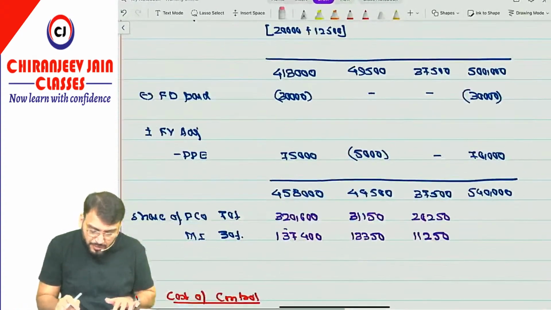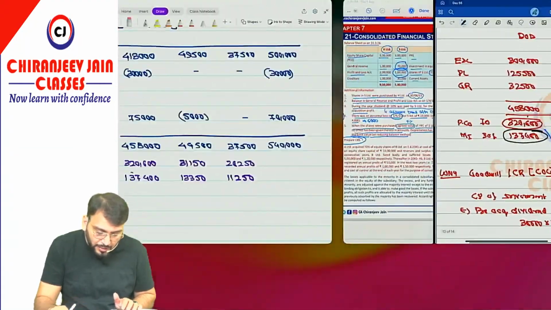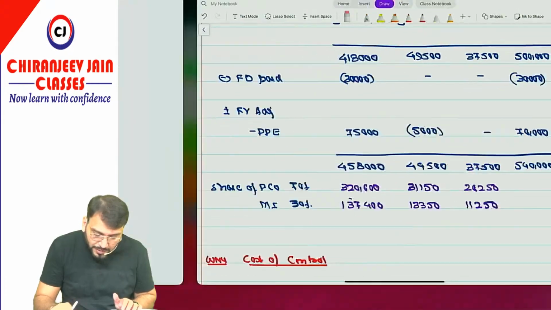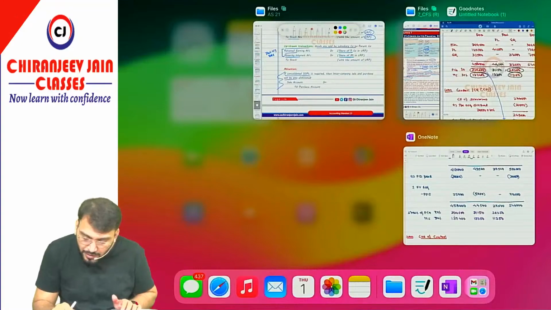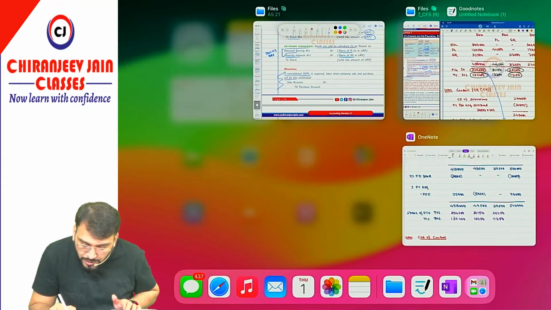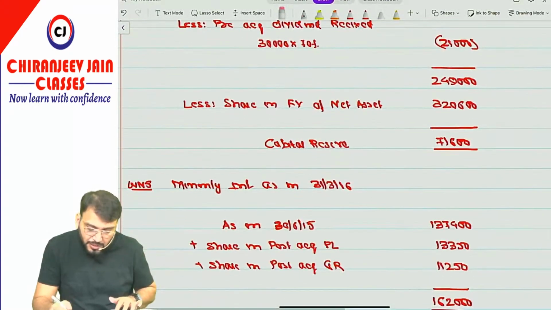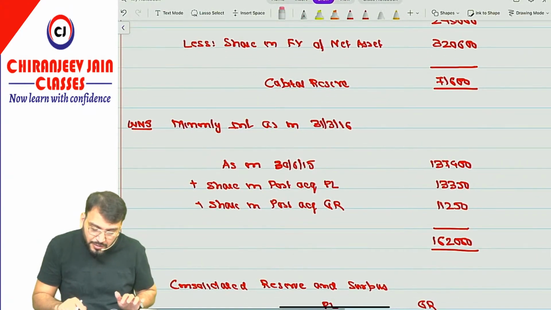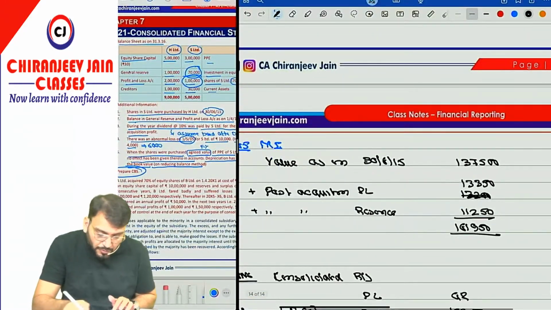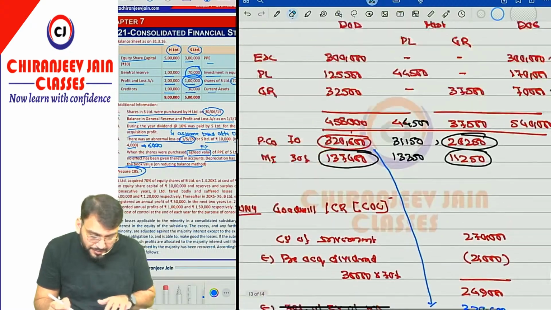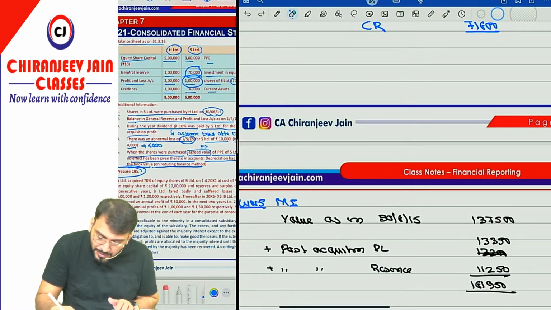Just cross check whether we have done some mistake. Let's check once. 3,20,600. Okay. 1,37,400. Okay. Then 31,150. 13,350. Okay. Then 26,250. 11,250. This is correct. 71,600 correct. It is coming 1,37,400. Why have I written 500? This mistake was happening. It is 1,37,400.